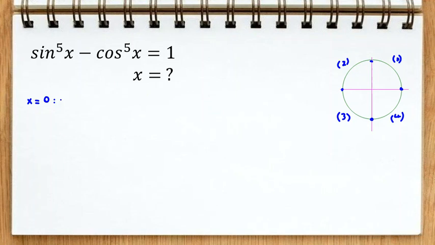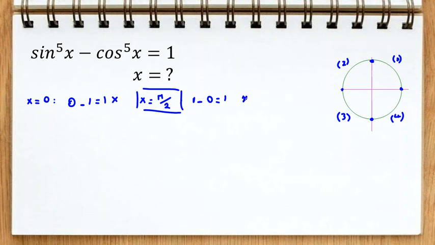If x equal to 0, sine x is 0, because the vertical part is sine, so it is 0. Minus cos is 1. Minus 1 equal to 1, it's not good. If we consider x equal to pi over 2, this point, then sine is 1, cos is 0, and it's okay. So it is one of our answers.